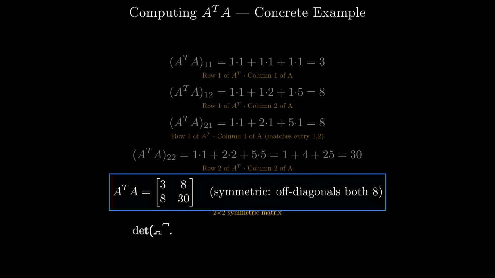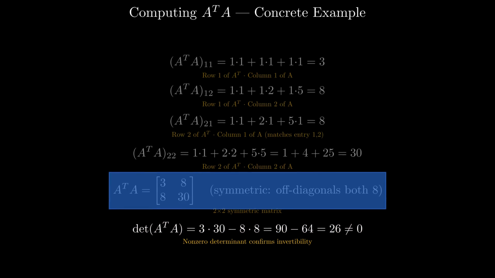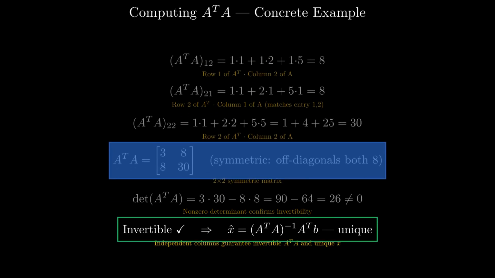Now let's find the determinant. 3 times 30 minus 8 times 8 equals 90 minus 64, which equals 26. That's non-zero. So A transpose A is invertible. This is no coincidence. The independent columns in A produced an invertible A transpose A, which guarantees a unique least squares solution, x hat. A transpose A gave us a square system, but it's not always invertible.